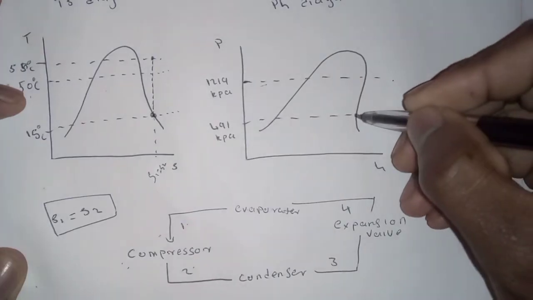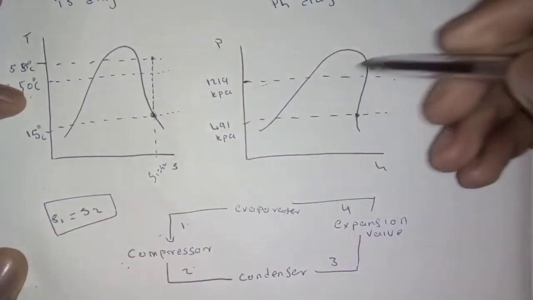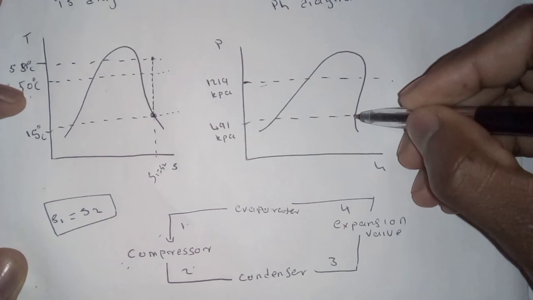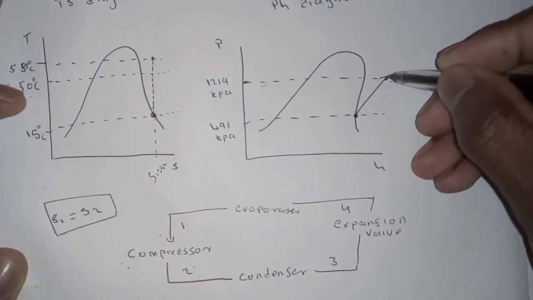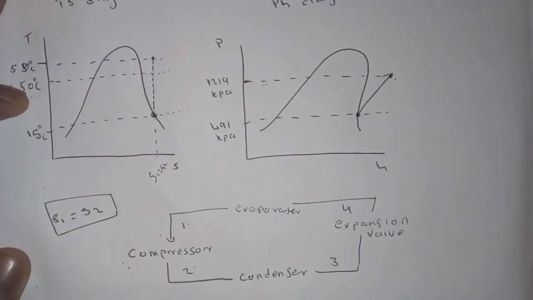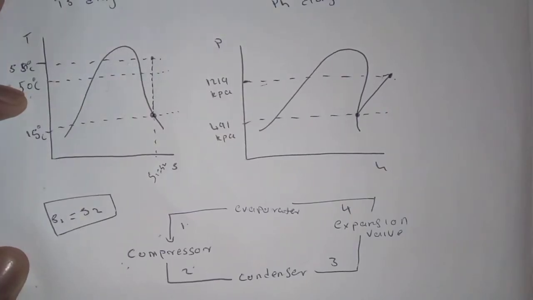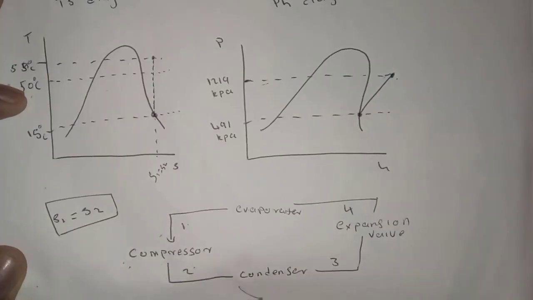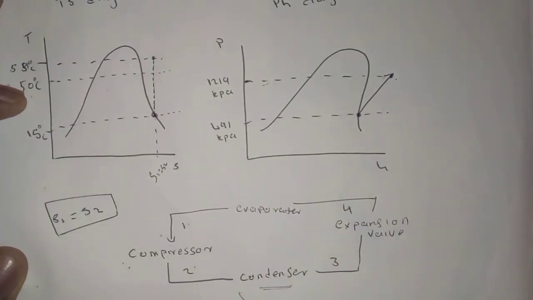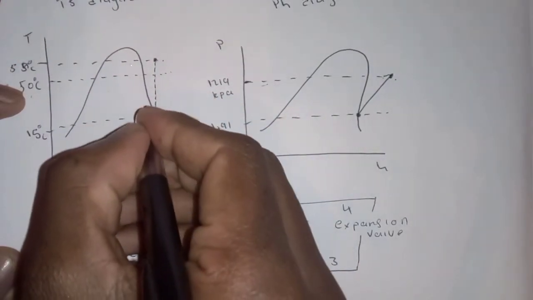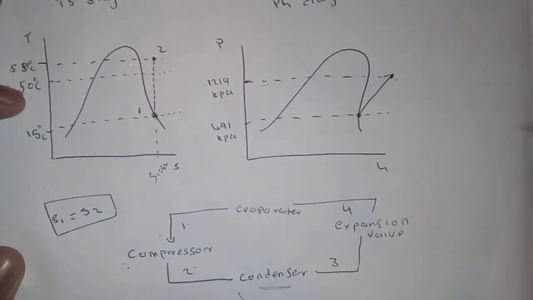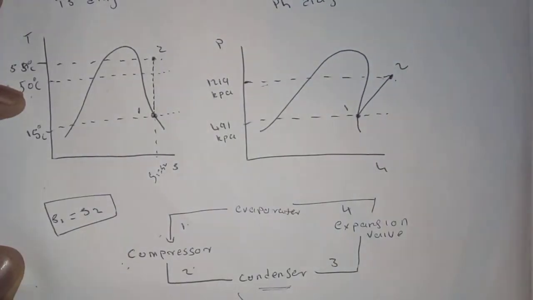And then from here, what happens during compression? The pressure is increasing, also the enthalpy is increasing up until we reach this pressure. And then they say at the end of the condensation process, the refrigerant is liquid but not undercooled. Now we know that the condenser is where we are discharging the heat energy. So we are here at this point. This is point number 1 and this is point number 2.